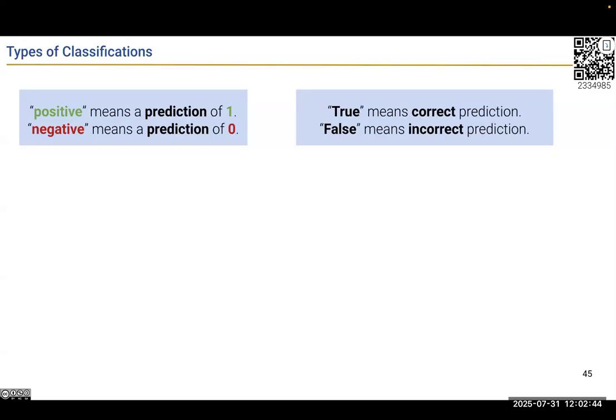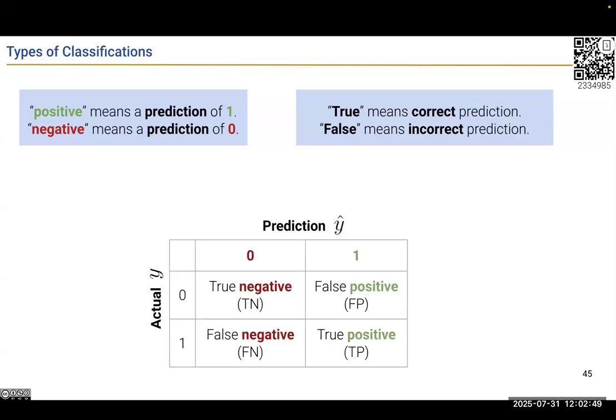So if we combine these 4 terms, we will get 4 more terms, combinations of them: true negatives, false negatives, true positives, and false positives. The way to read them is backwards. Say for true negative, what does this mean? Negative means that your prediction is 0, and this prediction is a true prediction. So your prediction is correct, meaning that your true label is also 0. So that's what true negative is.